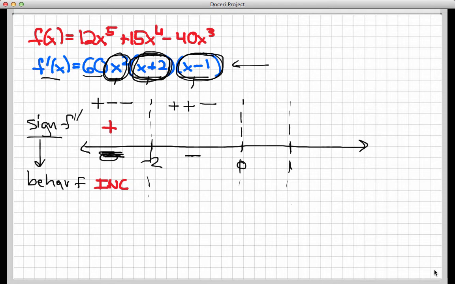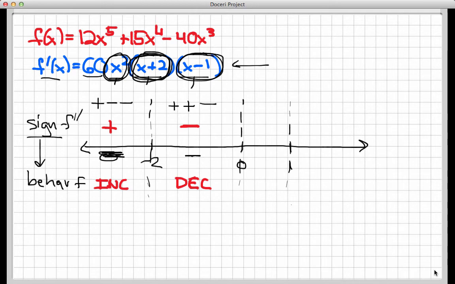So f prime, which is the product of those three things, would be a positive times a positive times a negative, and that would be a net negative result. So f prime is negative on that interval. That means f, the original function, is decreasing on that interval. Let's move on to the third interval and keep constructing the sign chart.